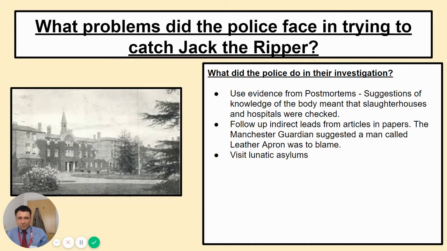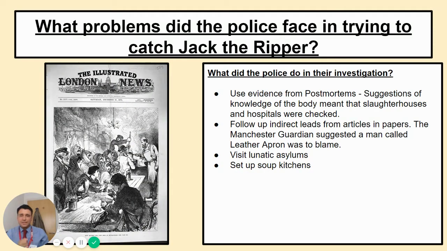They visited lunatic asylums where basically insane people were locked away to see if anyone had been released or if anyone had been brought in recently. Obviously, this is because of the severe nature of the killings, the fact that the person was cut open and ripped open. They set up soup kitchens, and we'll look into this in a bit more detail later on. But the idea was that if you had information you could give the police, they would give you soup instead.